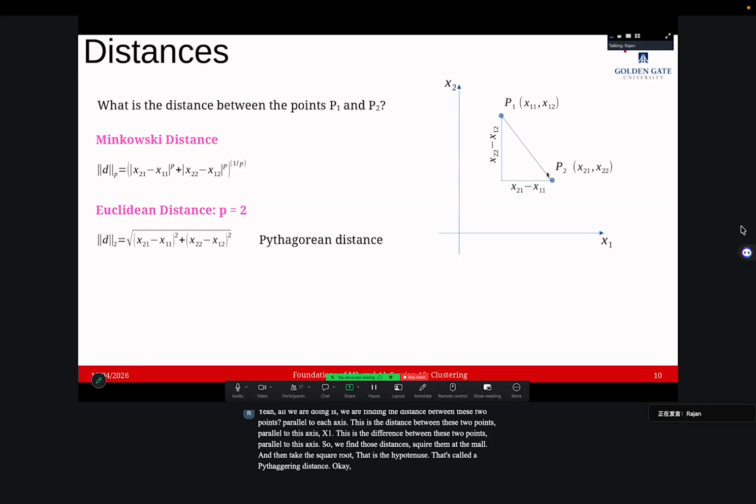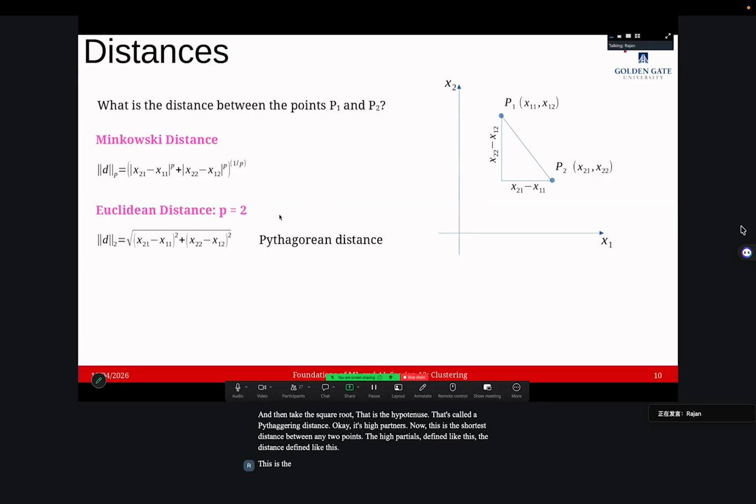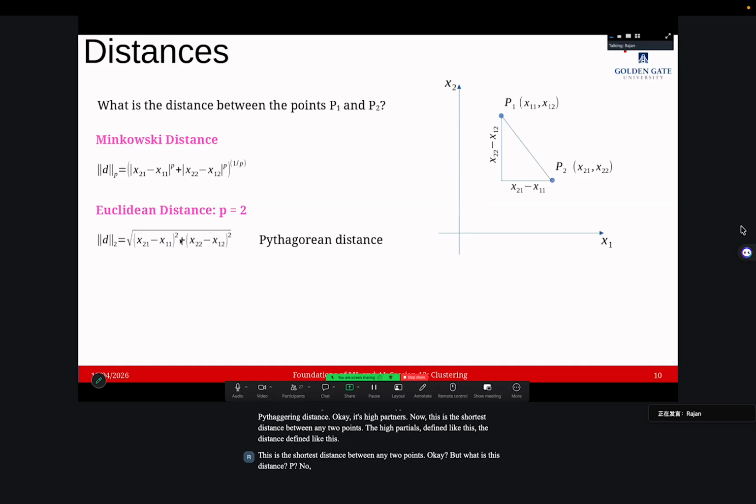It's the hypotenuse. Now, this is the shortest distance between any 2 points. The hypotenuse defined like this, the distance defined like this. This is the shortest distance between any 2 points. But what is this distance? P. Now, instead of 2, if you have some other number, what happens?